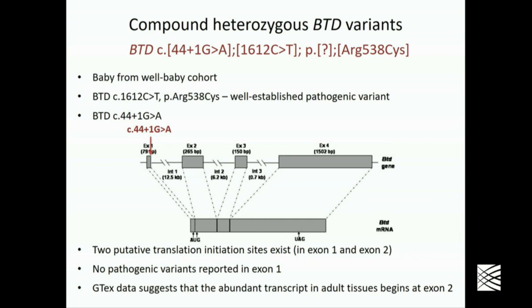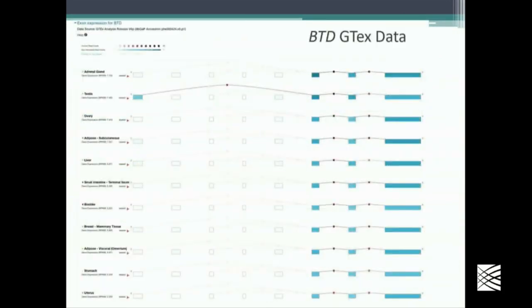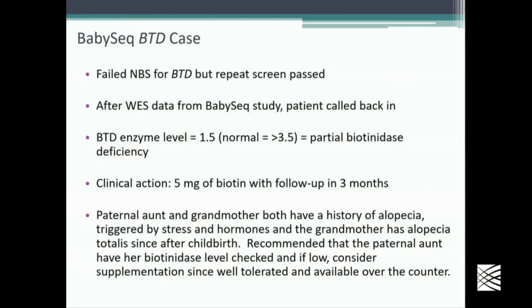We actually looked at the GTEx data, and oops, I'm going to skip ahead, which showed that almost none of the tissues included that upstream exon. Only testis had it. So we were like, maybe this isn't pathogenic, and this variant has no effect on most of the useful transcript. However, in this particular case, we then went and checked the newborn screening results, and the baby actually failed their biotinidase deficiency newborn screen. Then it was repeated, and they passed the second time, and the baby was given a clean bill of health. We then recontacted them. A physician ran an enzyme level assessment showing it was decreased, and they had partial biotinidase deficiency, and that baby was now put on biotin supplementation.